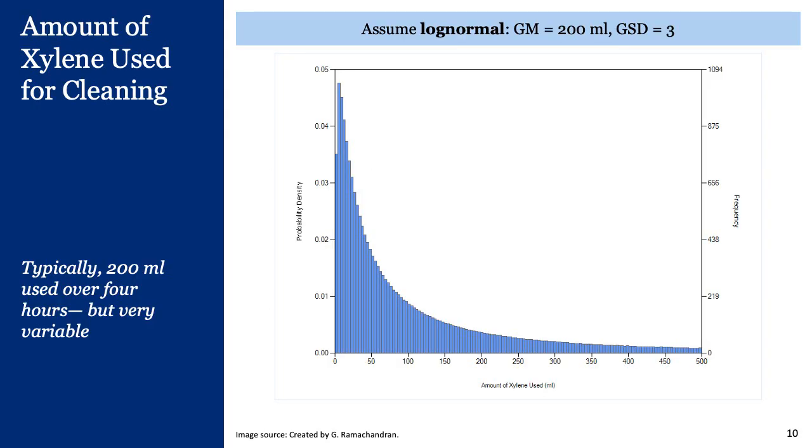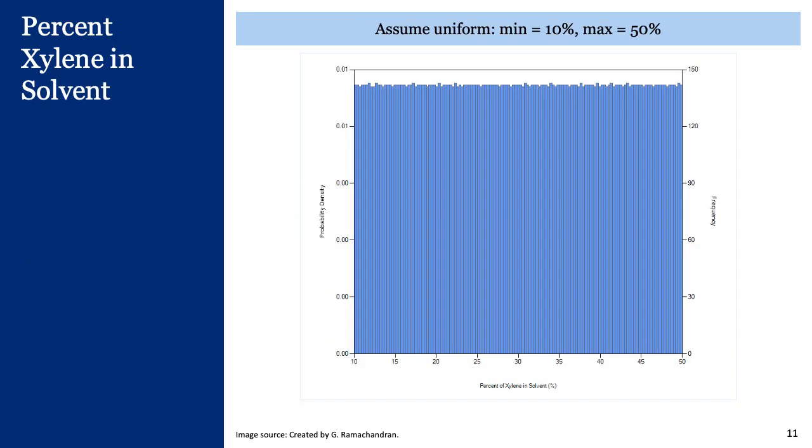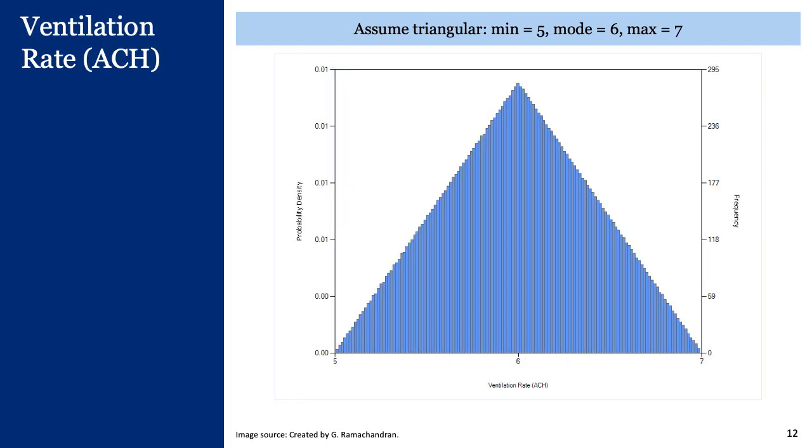These are graphs that show visually what we are assuming. This is the log normal distribution describing the amount of xylene used. This is the uniform distribution showing the percent xylene in the solvent. And this graph shows the triangular distribution showing the ventilation rate.